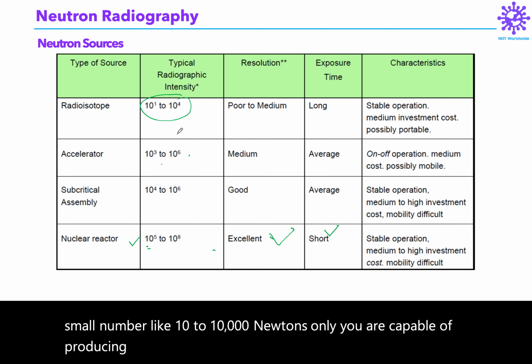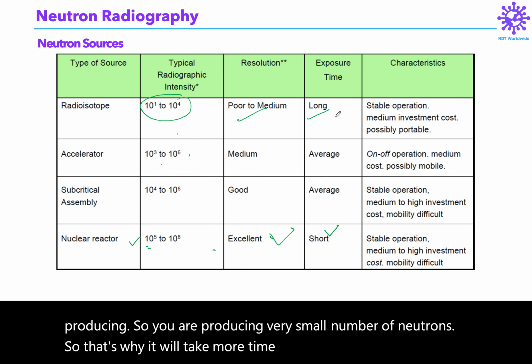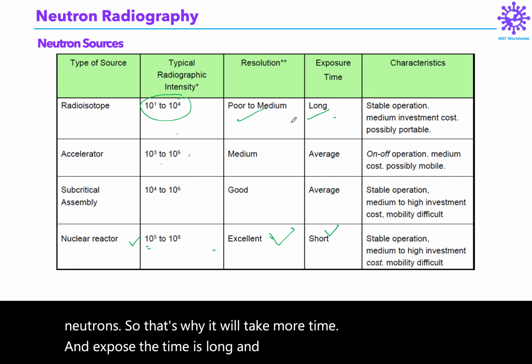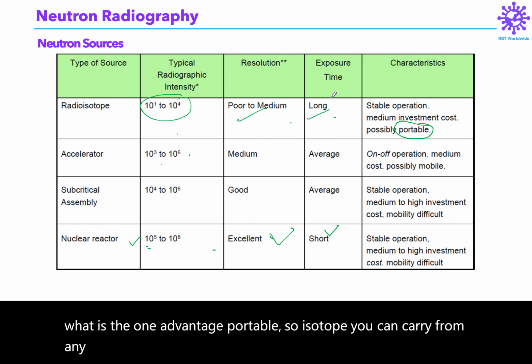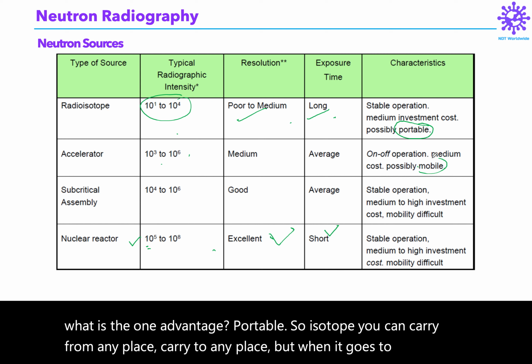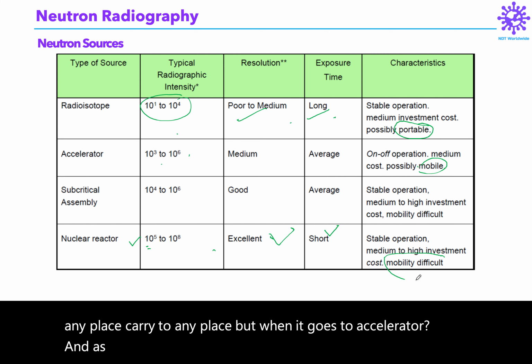So you are producing a very small number of neutrons, so that's why it will take more time, the exposure time is long, and the resolution is also very low. But what is the one advantage? Portable. So the isotope you can carry from any place to any place. But when it comes to the accelerator as well as the nuclear reactor, mobility is very difficult.